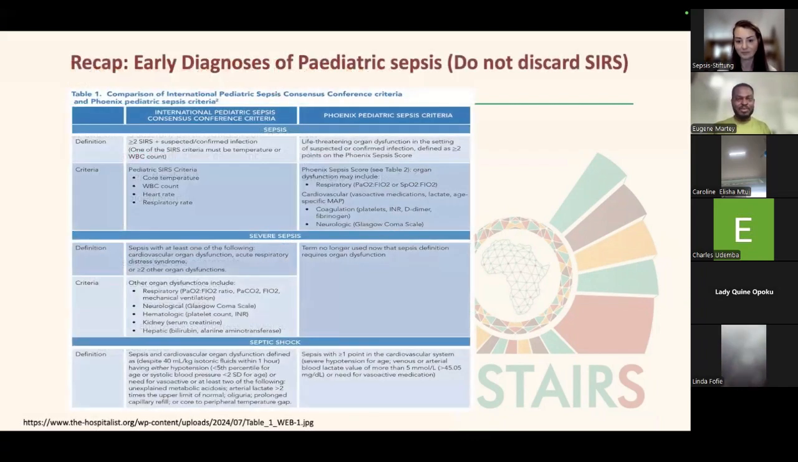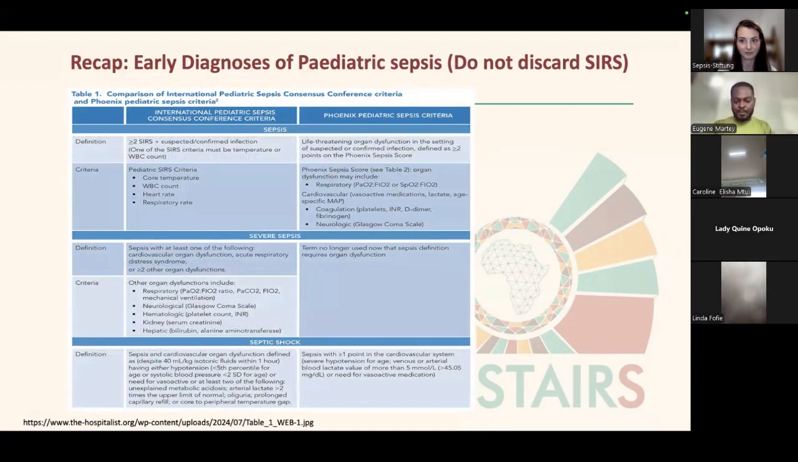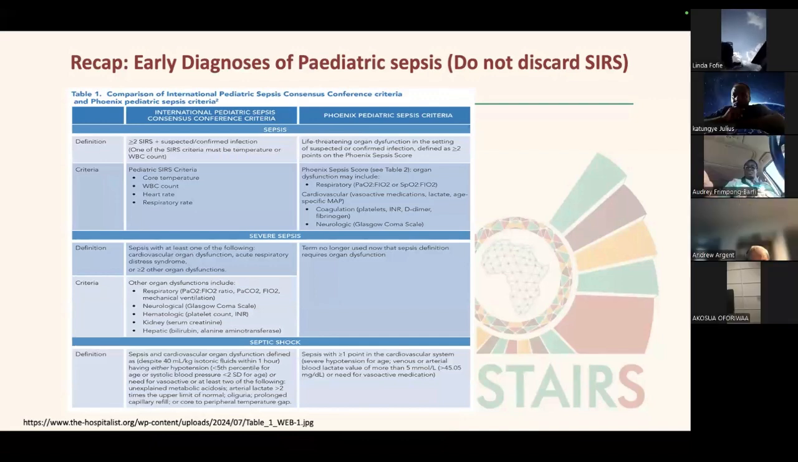So this is just a recap, just to stress again that for pediatric sepsis, the diagnostic criteria as we have it now, a lot are leaning towards the Phoenix sepsis criteria. However, we would still like to maintain initial SIRS criteria as a top layer or screening tool. And then you can further go on to apply the Phoenix score to the patient. Okay.